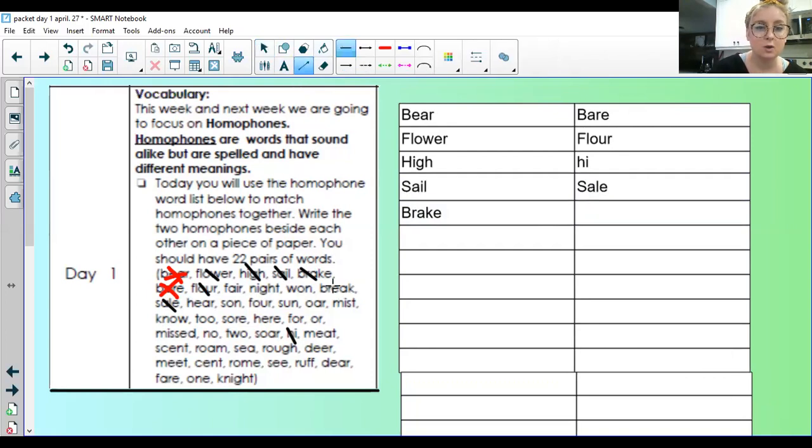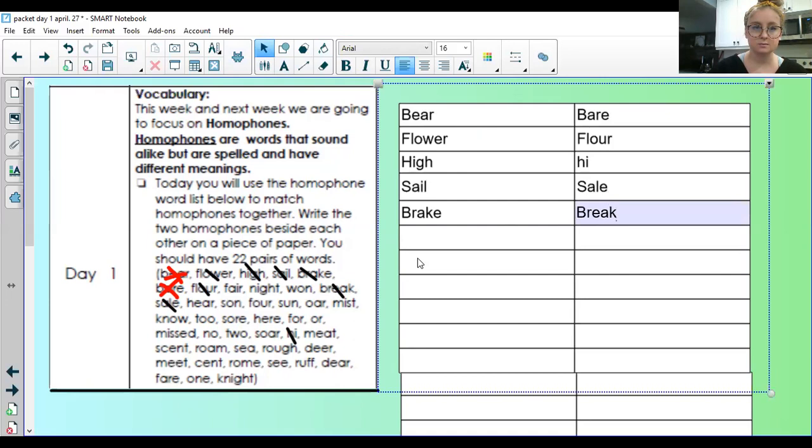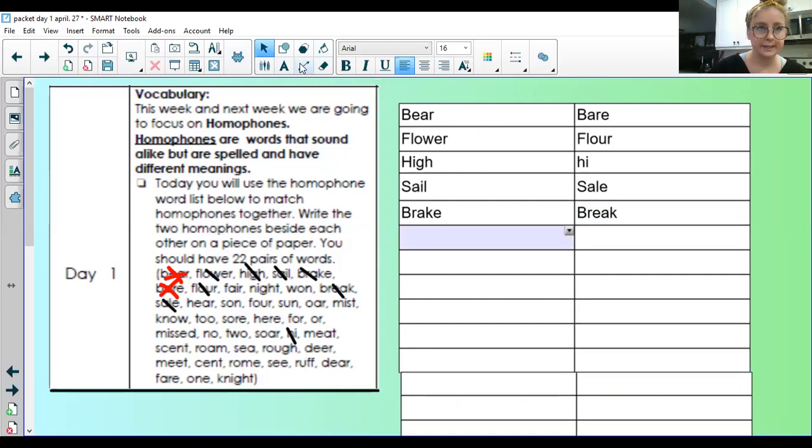That break means like, ooh, the vase fell and it breaks, okay? So it is splitting and now it's broken. So B-R-E-A-K. Hopefully you are following along.